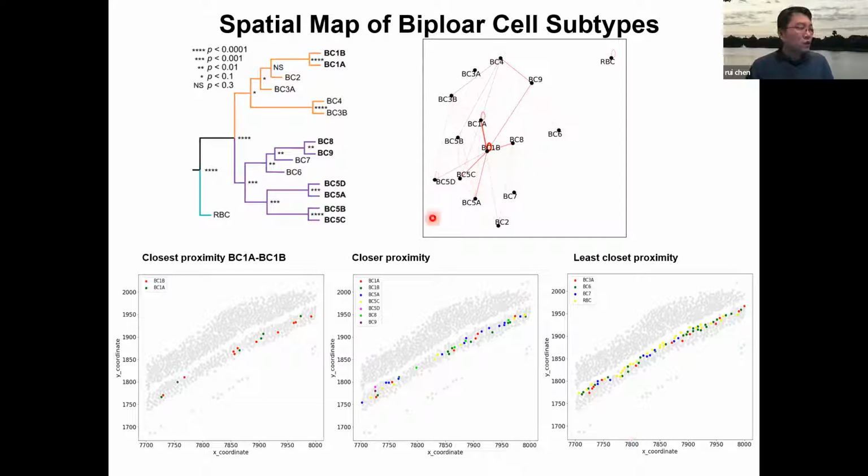Now, one interesting thing is that spatial close proximity is not necessarily correlated with on or off. You can see, for example, here 8 is in this branch, and 1A and 1B are in the other branch, and they are actually closer than the cells that are within the same branch. So the spatial placement is not necessarily correlated with the transcriptome closeness.